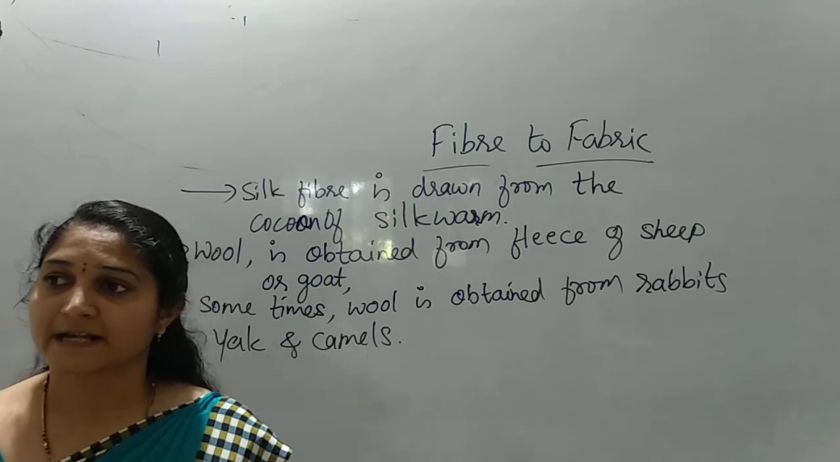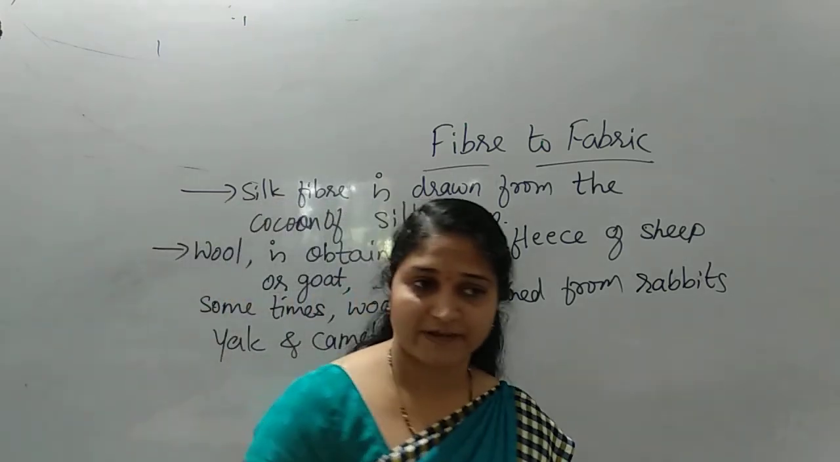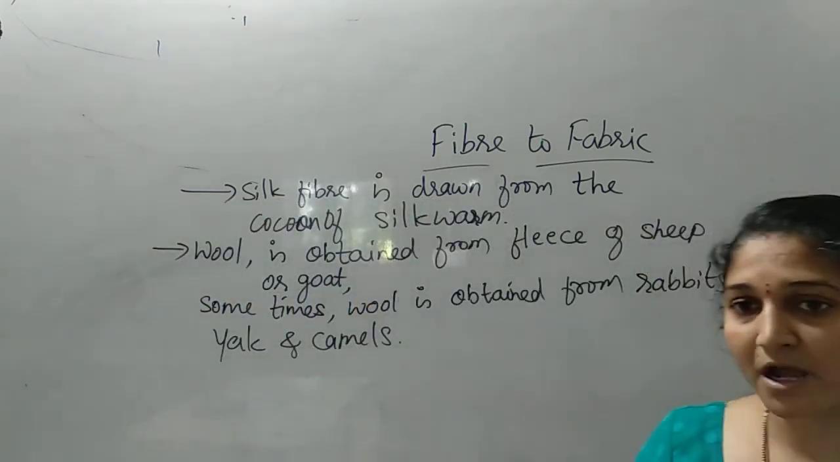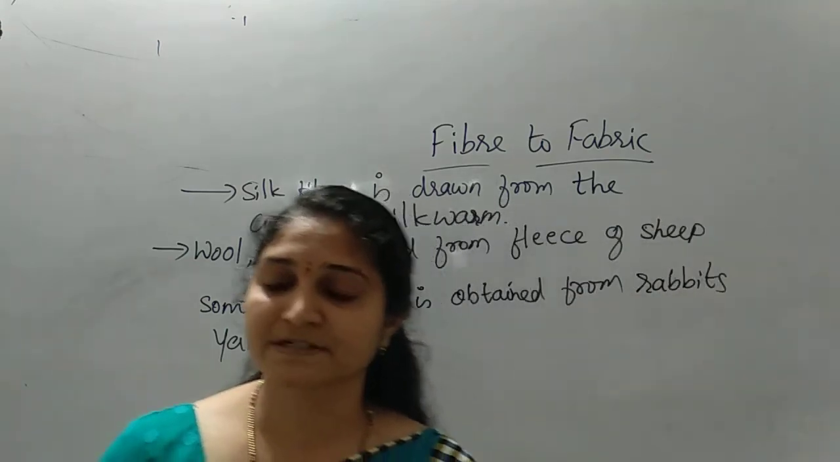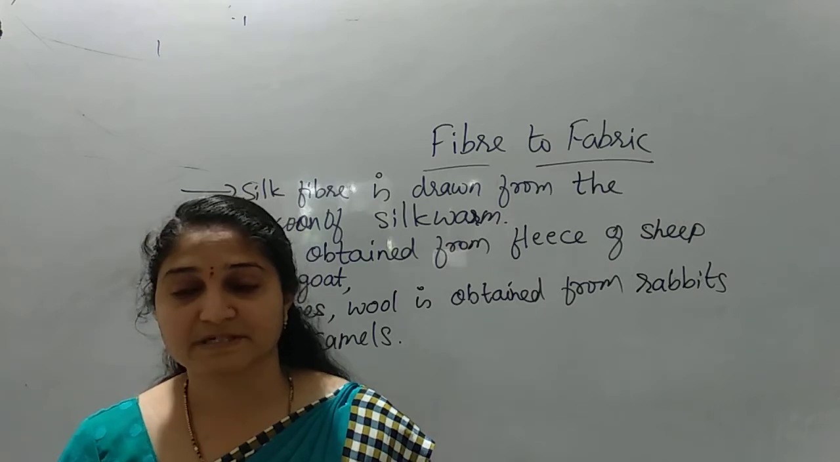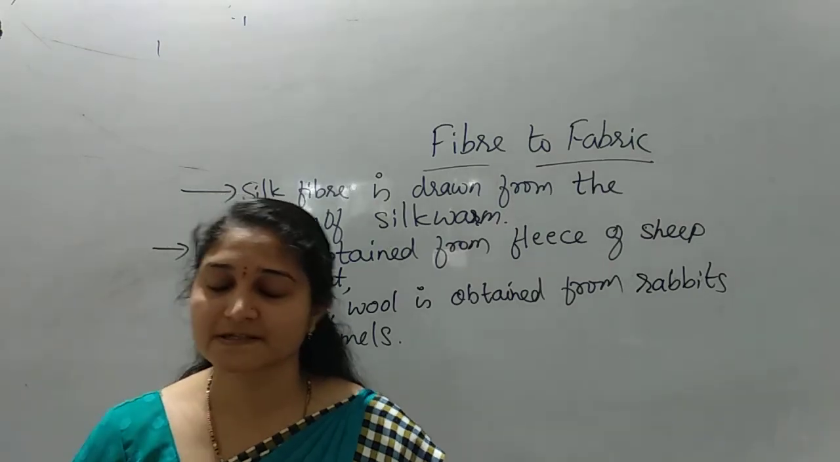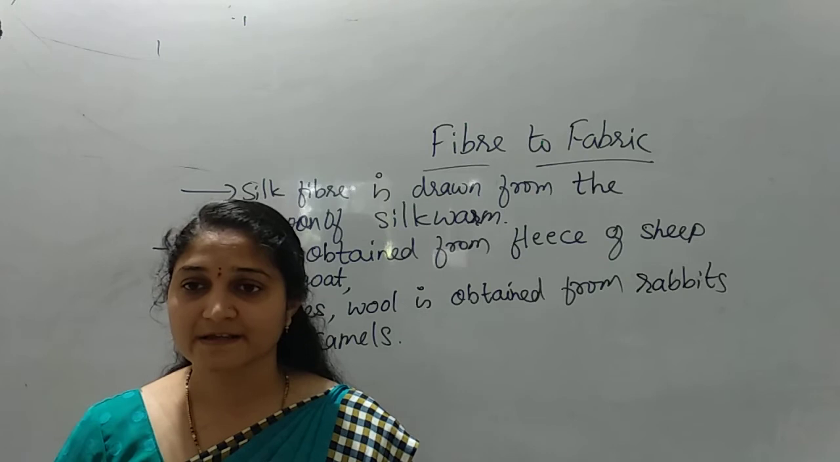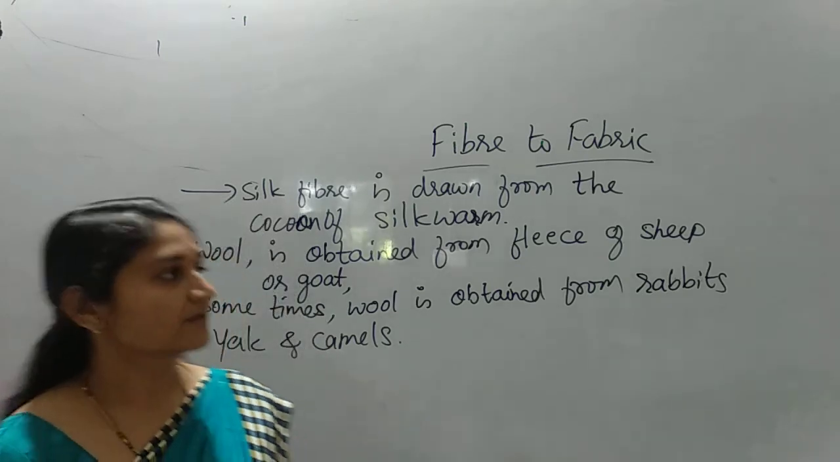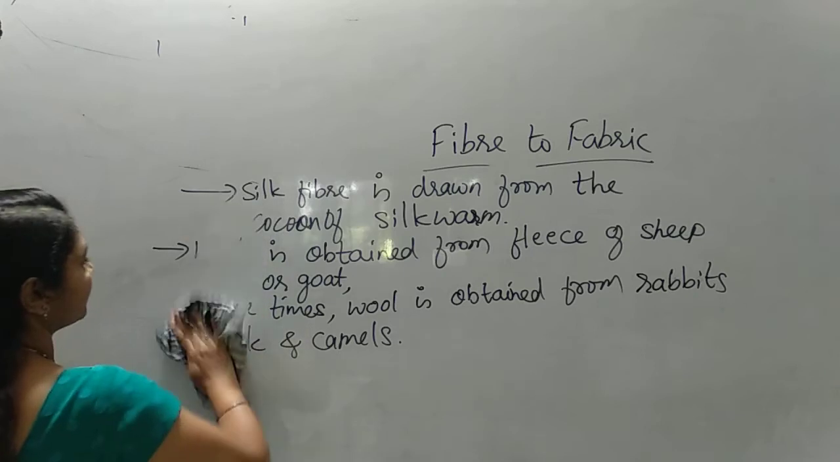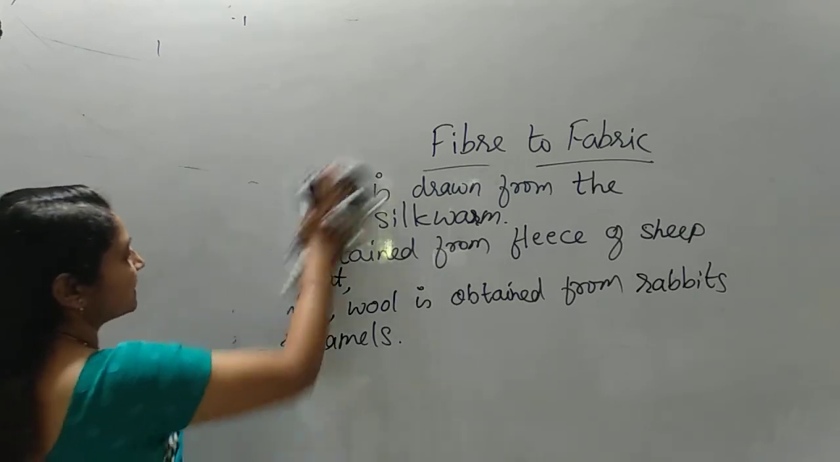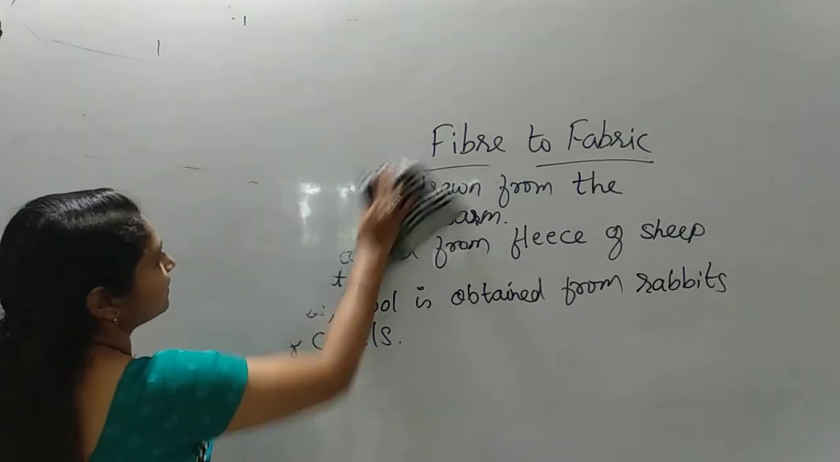Then later, in the manufacturing process, how the cotton is removed and yarn is prepared from the fiber. The fiber is made into thin small threads or strands, and later it becomes a fabric, that is cotton fabric. So first we discuss the plant fibers. Now we go to the plant fibers. In that, what is the first one?